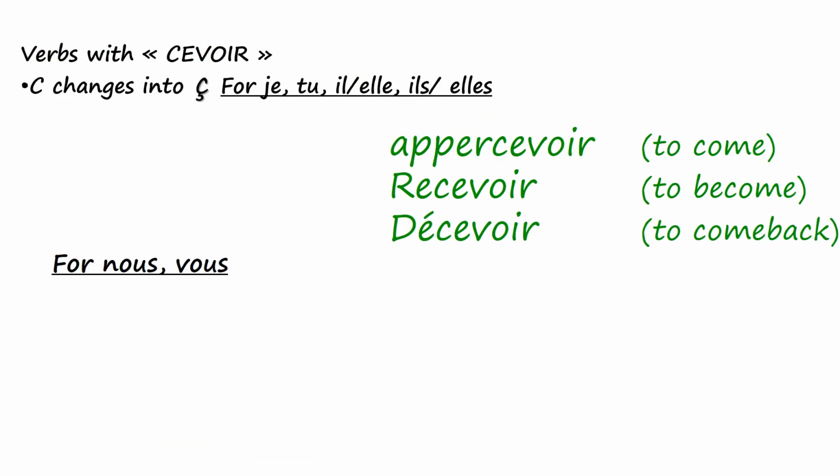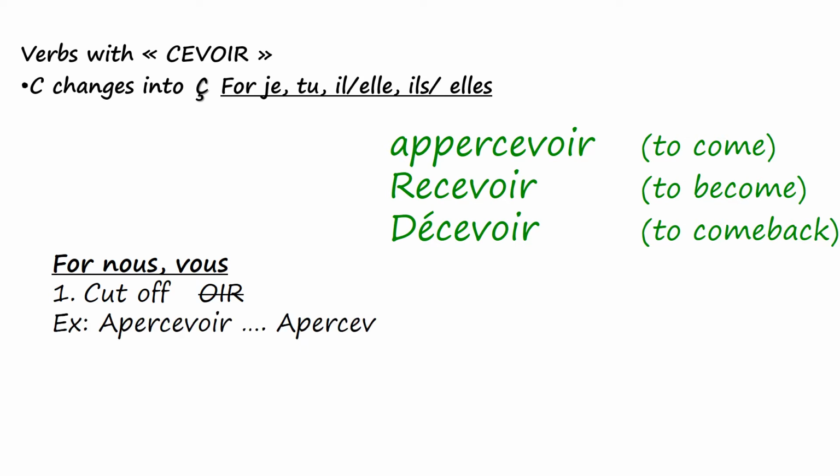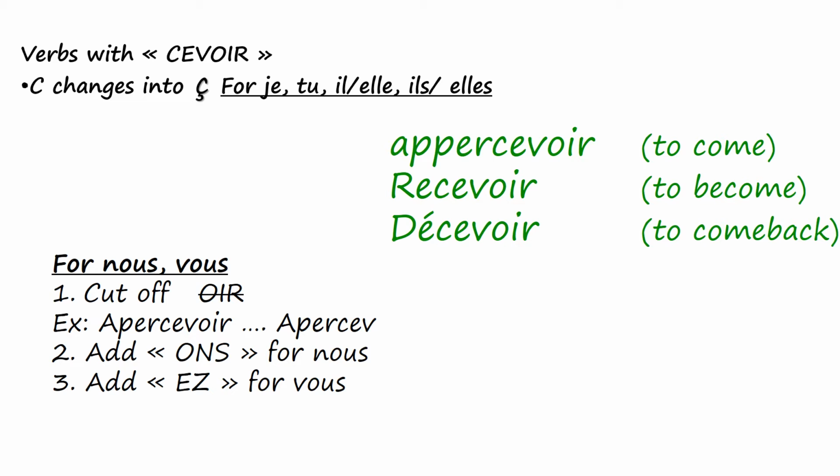And for the nous and vous forms, we will just cut OIR and say apercevoir becomes apercev, and after we say apercevons, apercevez, like that. I hope it's clear. Okay, so let's try one conjugation then. Let's see how much you remember. I know the rule was quite complicated, so just quickly tell me, what did we do?